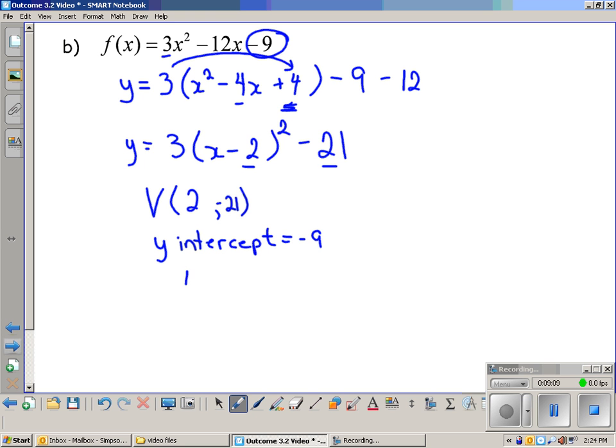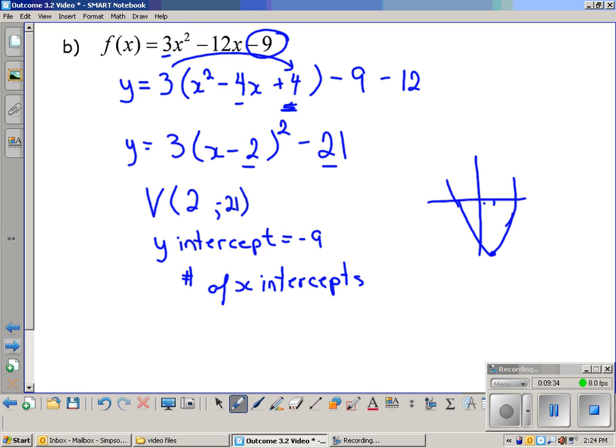And we can determine the number of x-intercepts. A quick sketch. Vertex is at positive 2 and negative 21, so way down here. Our a value is positive 3, so our parabola opens up. How many times is that parabola going to cross the x-axis? Twice. So our number of x-intercepts is 2.